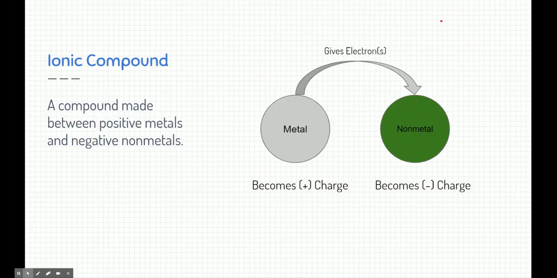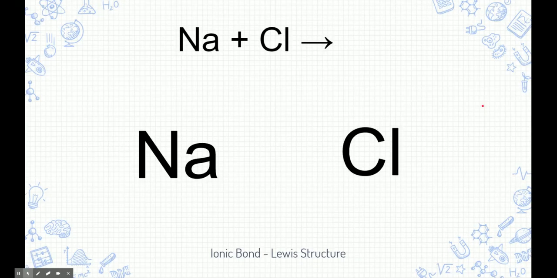All right, so what's an ionic compound? We've finally gotten to the point where we can understand what it is. Quite simply, an ionic compound is a compound where two or more atoms are stuck together, and it's a metal atom that becomes positive and a nonmetal atom that becomes negative because the metal atom gives its electrons to the nonmetal.